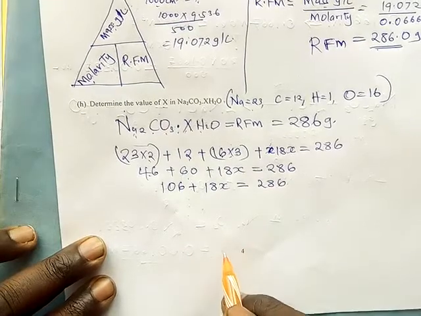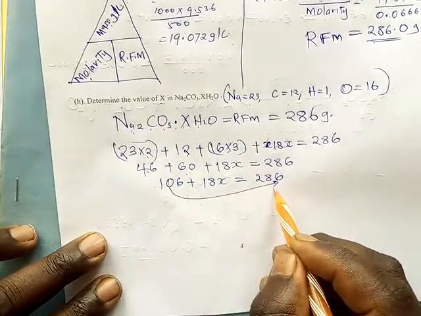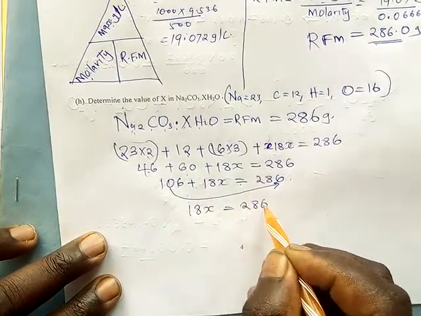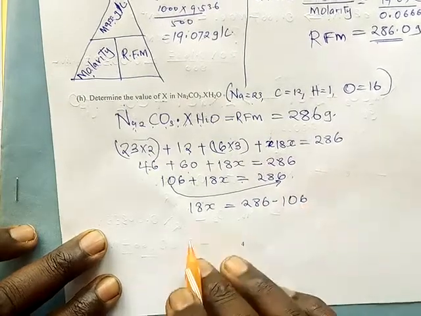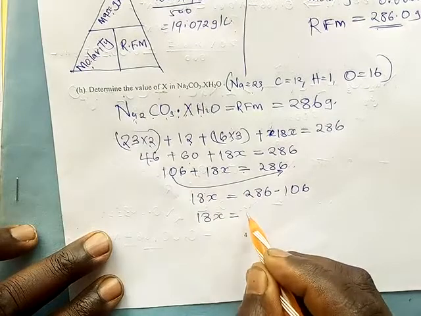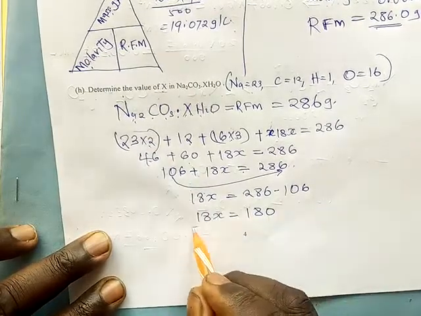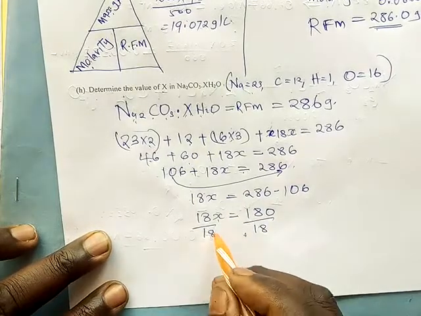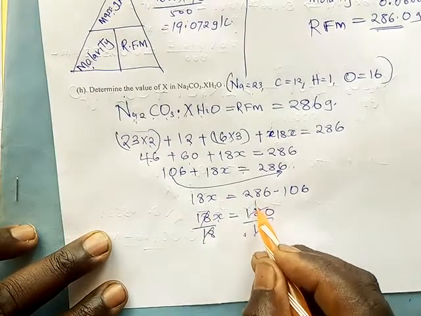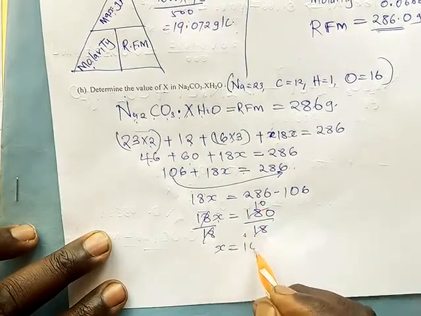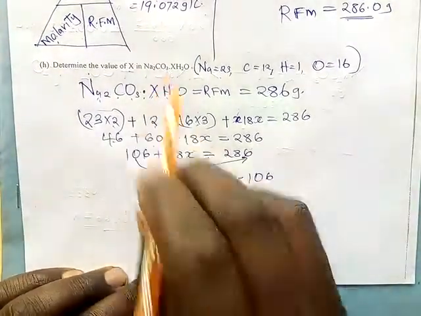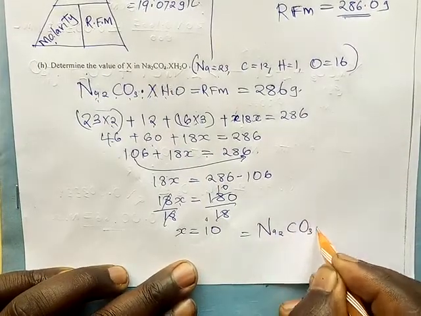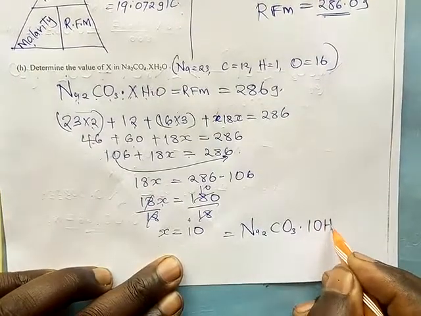So like terms together, this one will go to this side, it will cross the equal sign and it becomes negative. So 18X equal to 286 minus 106. 18X will equal 180. So you divide it by 18 to get the value of X. X equal to 10. So the correct formula for the carbonate is Na2CO3 dot 10 water of crystallization.